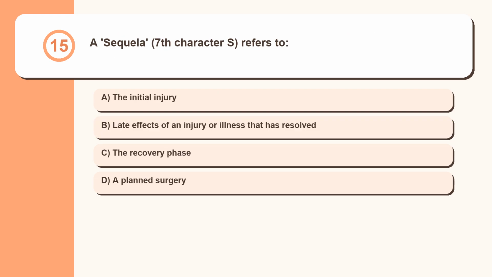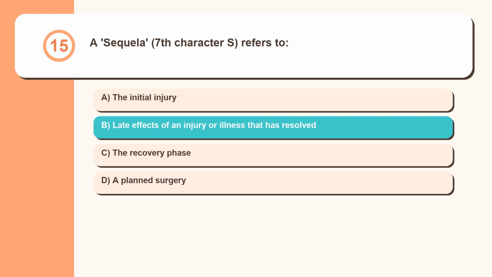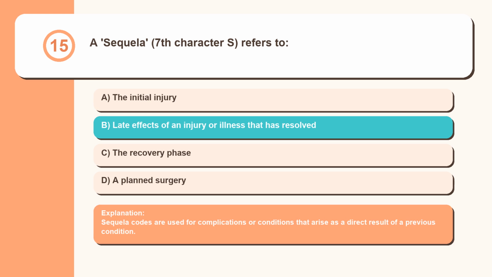Question 15. A sequela, seventh character S, refers to the initial injury, late effects of an injury or illness that has resolved, the recovery phase, a planned surgery. Sequela codes are used for complications or conditions that arise as a direct result of a previous condition.